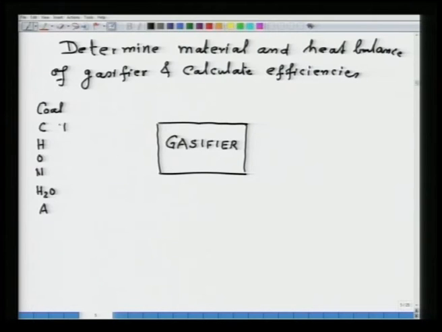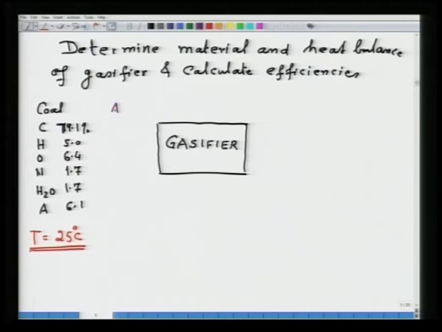Carbon 79.1%, of course, it is on wet percent. Hydrogen 5.0%, oxygen 6.4%, nitrogen 1.7%, H2O 1.7% and ash is 6.1%. Since I said that a heat balance is needed, you are supplying the coal at temperature T equal to 25 degrees Celsius. I am writing it in red so that you remember and you can see easily.